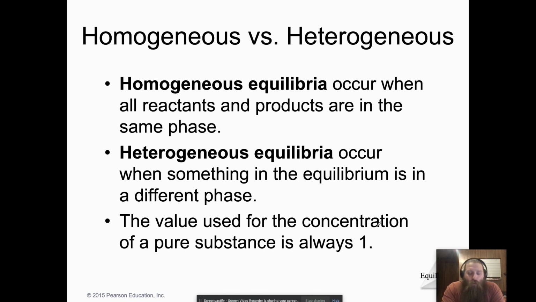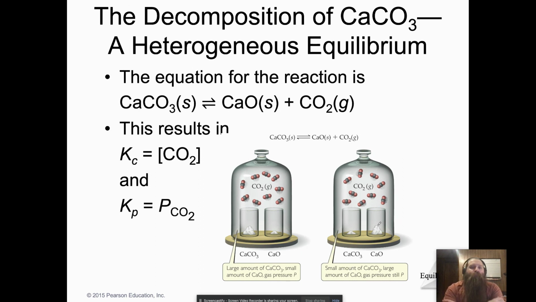Just to finish up, it is worth pointing out that there are two different kinds of equilibrium. There's homogeneous equilibria, in which case the reactants and the products are all in the same phase, so they're all gases or they're all liquids or they're all solids. There's also heterogeneous equilibrium, which occurs when something in the equilibrium expression is not in the same phase as the rest. Something to keep in mind, if you're talking about a pure substance when it comes to equilibrium, is that the value we use for concentrations of those pure substances is always 1. You're going to see that a couple times in your homework.